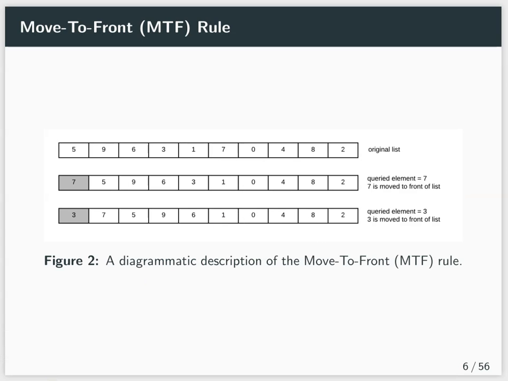Fundamental to this study is the field of adaptive data structures. There are two important rules in this context. One is the move to front rule. Here you have a list and the element 7 is accessed. It is moved to the front of the list. 3 is then accessed. It's also moved to the front of the list. This is the traditional move to front rule, which has been around since 1968.